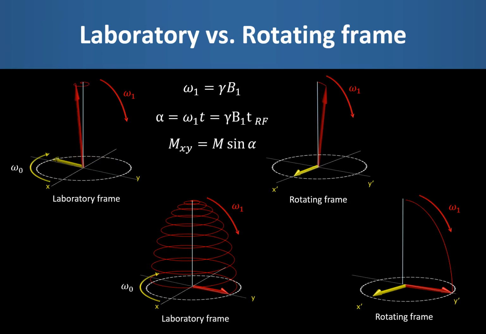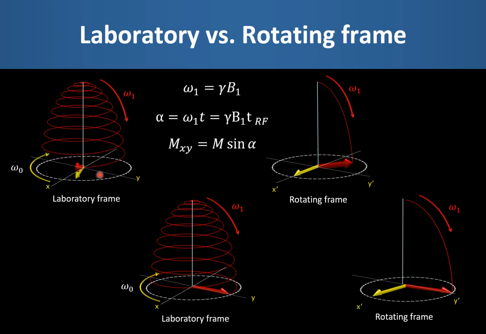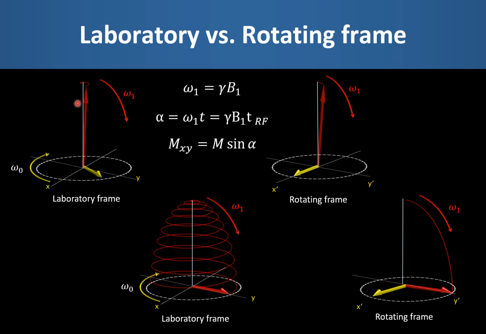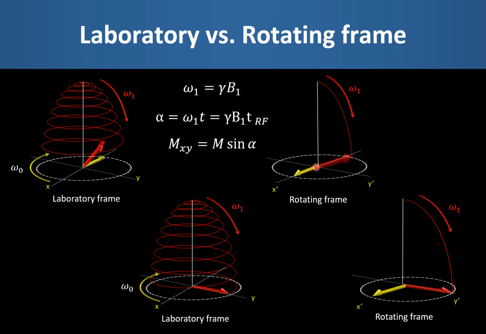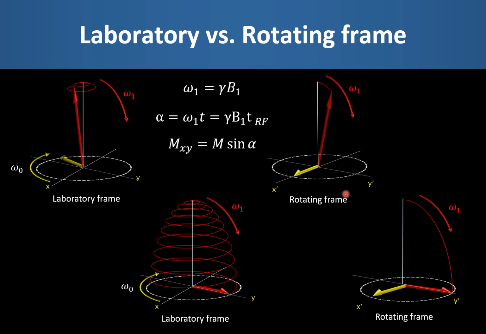This slide shows the comparison of the motion in the laboratory frame and a frame rotating at the Larmor frequency. In the laboratory frame, we can see the B1 field rotating at the Larmor frequency, and therefore the net magnetization spirals down into the transverse plane. In the rotating frame of reference, which is rotating at the Larmor frequency, the B1 field appears stationary and the net magnetization simply rotates about the axis of the applied B1 field, in this case along the X prime axis in the rotating frame.